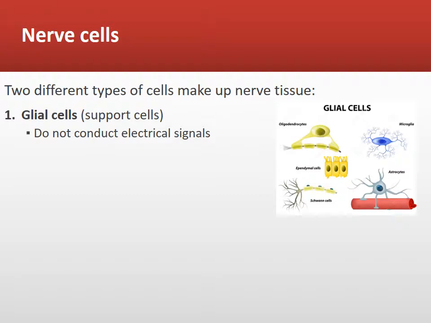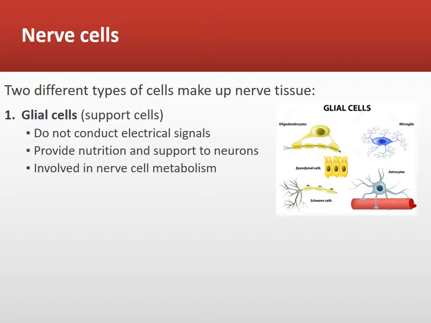All of the neurons in our brain and all the different nerve cells are actually conducting electrical signals that are sending messages back and forth. Our glial cells are just there to support that system, okay? They don't actually conduct electrical signals themselves. What they do is provide nutrition and support to the neurons, and they are involved in nerve cell metabolism. Metabolism has to do with all of the chemical reactions happening within a nerve cell, and they help with that process.